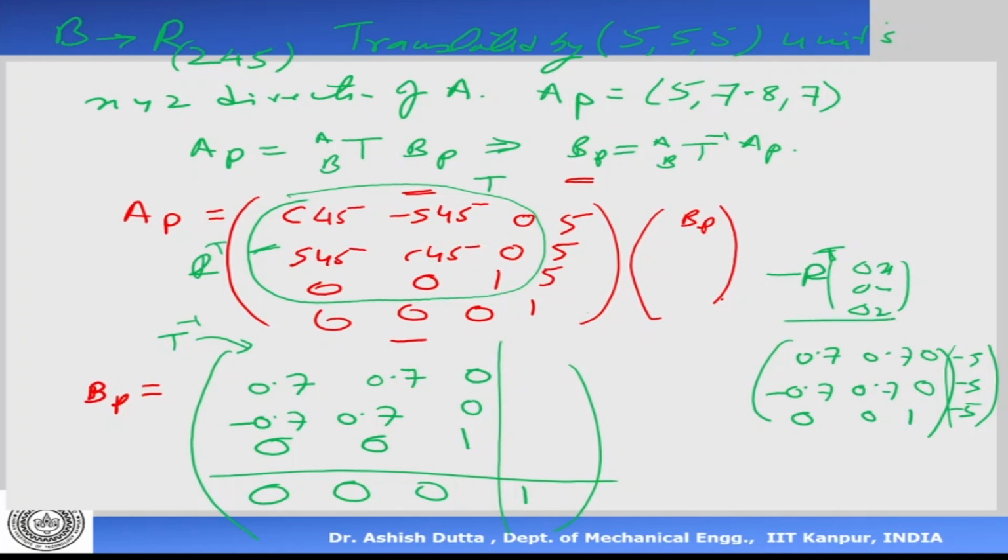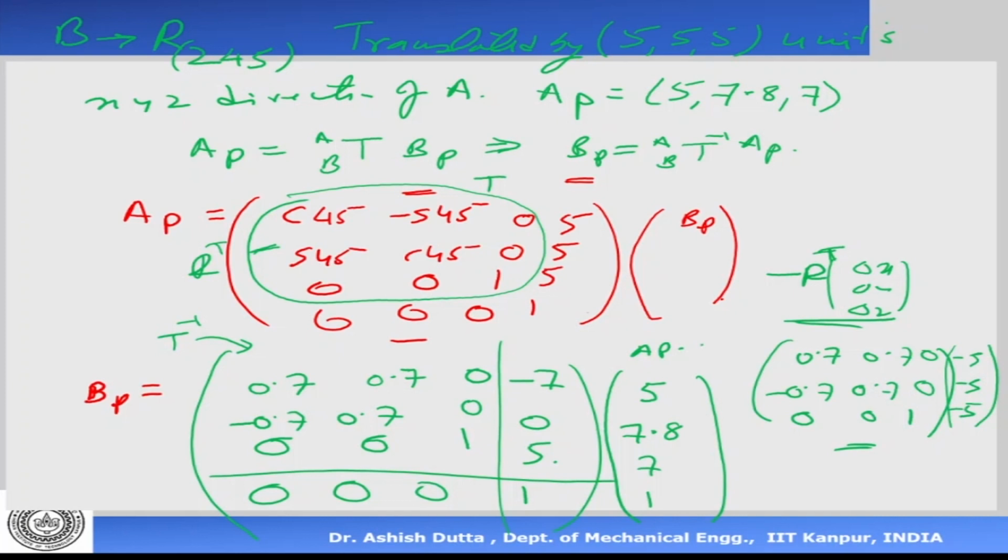So this part is given here. What are the numbers that come out? Minus 7, 0, and 5. This comes out to be minus 7, 0, and 5. Now we are given the coordinates of the point AP. What are the coordinates of the point AP? It is equal to 5, 7.8, and 7. This is 1. So this is my AP now.